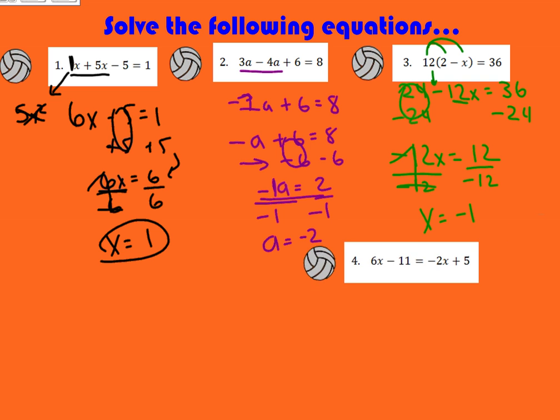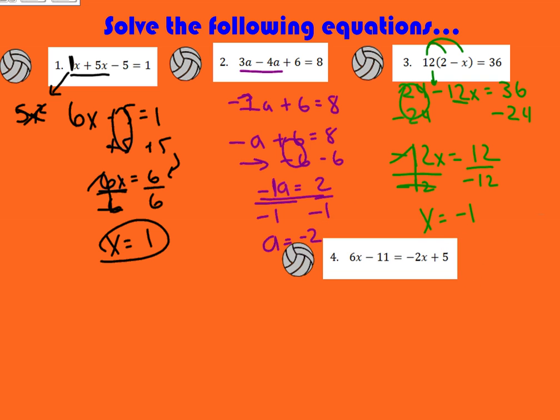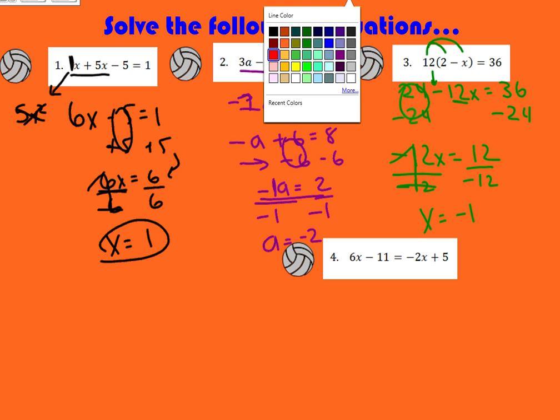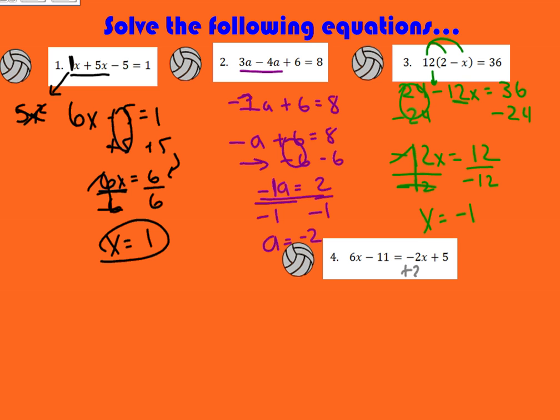All right, let's take a look at this one. Here you've got a variable problem on both sides. So what I need to do first is add 2x to both sides. You could subtract 6x over, that's fine, but I want to add 2x because here's what's going to happen. That's going to zero out. You're going to get 8x minus 11 equals 5.